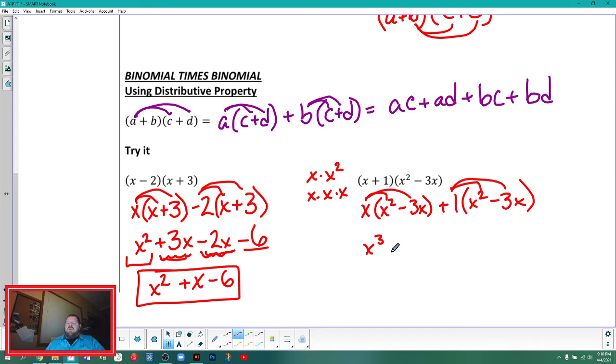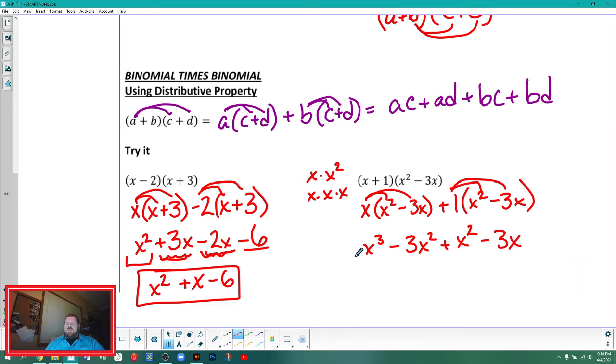X times 3x, well, negative 3x. I'm going to say negative 3x squared. Here, 1 times x squared is just x squared, and 1 times negative 3x is negative 3x.